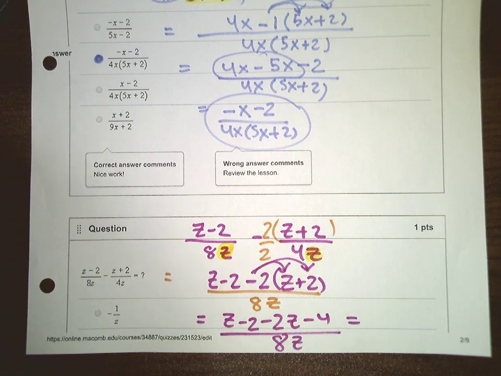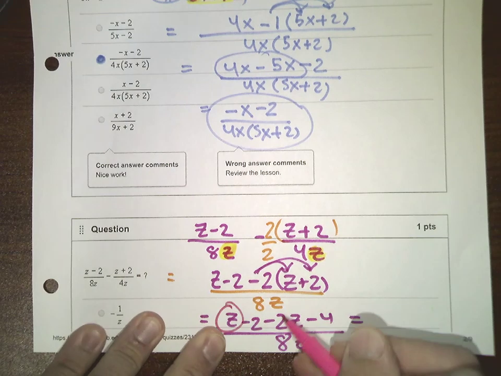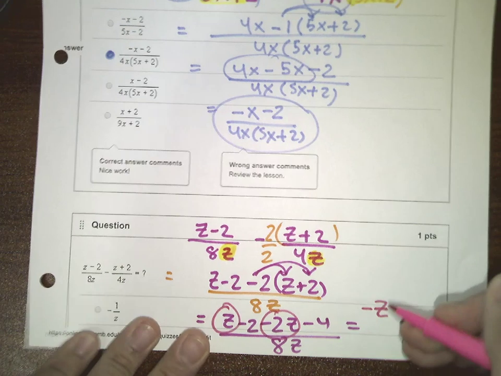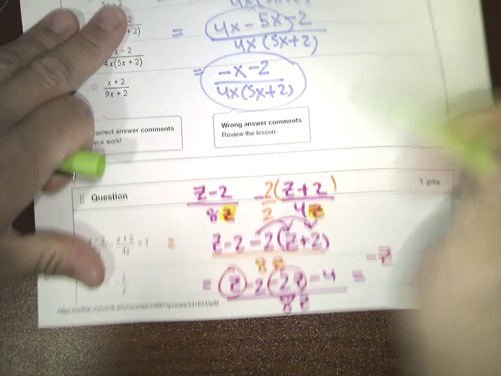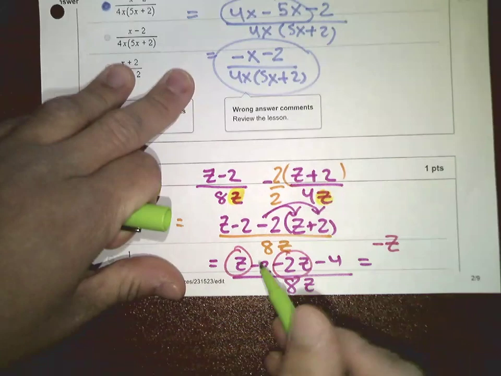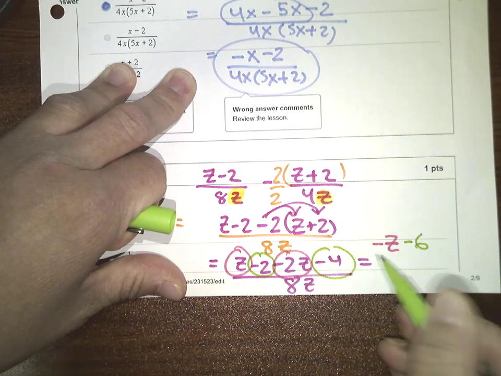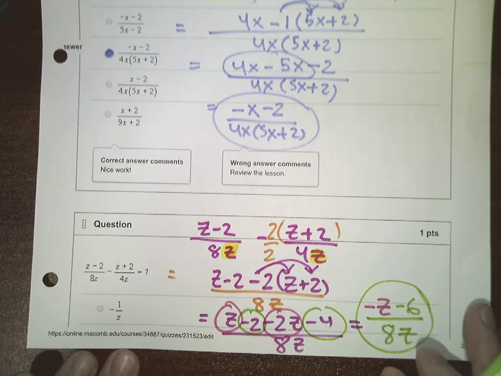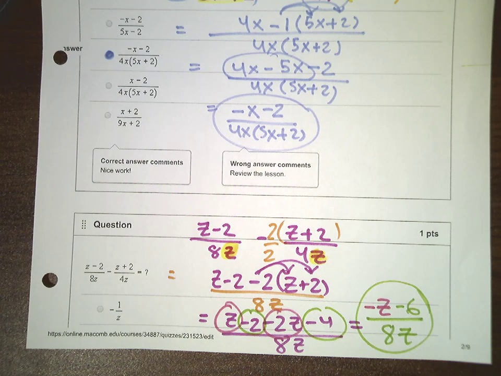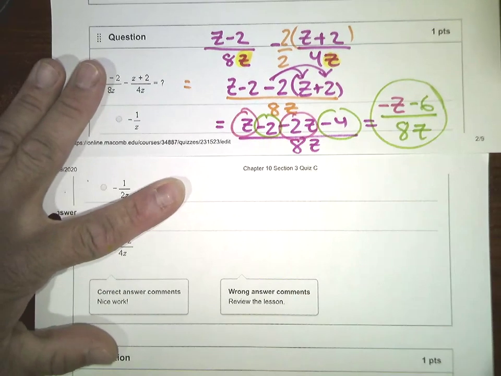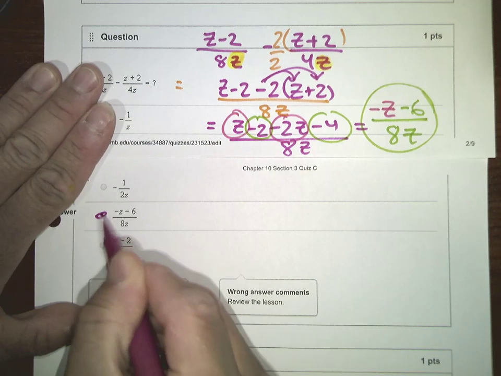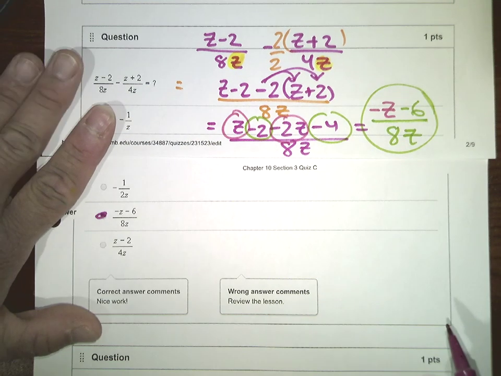So I have here z minus 2z is negative z. And then I have, okay, I'll pull up the paper for you in a second. Don't worry. So then we have minus 2 minus 4, that's minus 6, all over 8z. So there is my solution, negative z minus 6 over 8z. So let me show you that that matches one of the answers right here. All right, so hopefully you enjoyed that one.